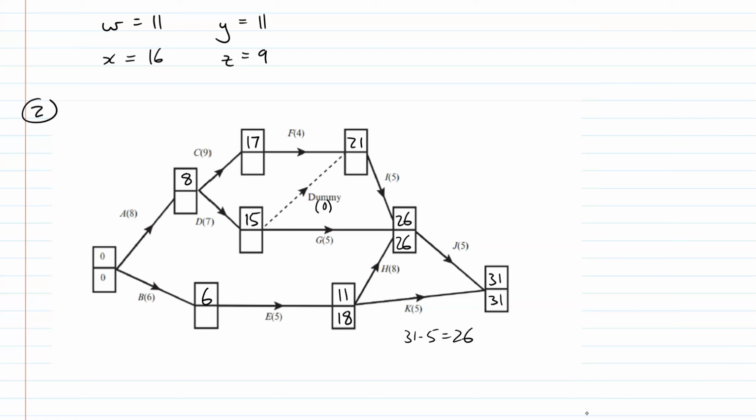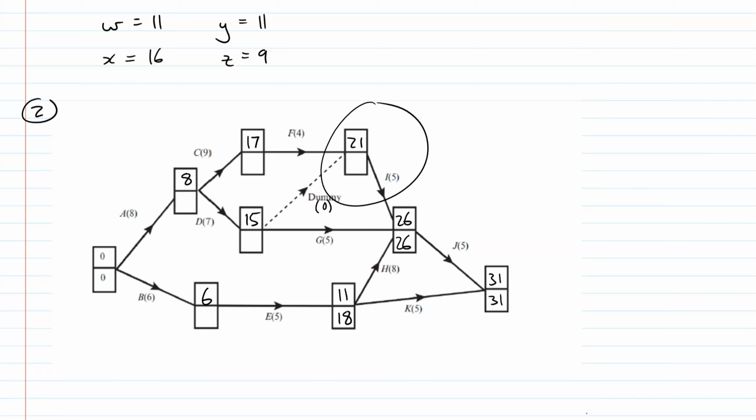Okay, if it finishes at 18, K will still be fine, 23, that's fine. But if it finishes later than 18, say 19, 19 plus 8 is 27, 27 plus 5 is 32, and we have issues, it's being delayed. So hopefully we're getting the idea now. But you just need to learn the technique.